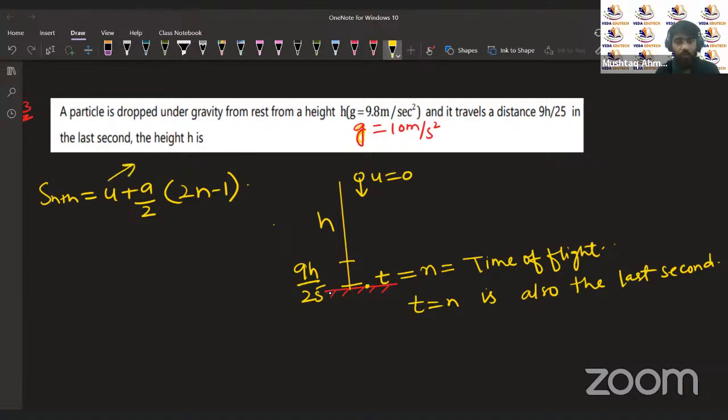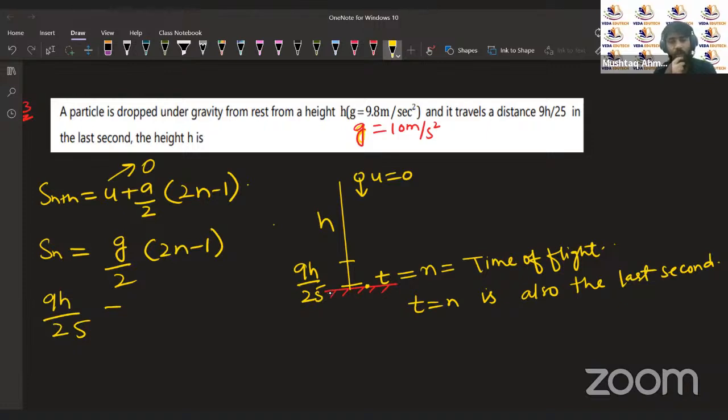So u is equal to 0 initially because it is dropped. So Sn will be equal to g by 2 into 2n minus 1, because the acceleration here is the acceleration due to gravity. And in the last second, the distance traveled is 9h over 25. We have to calculate this height. Now we know the time of flight is also equal to under root of 2h over g.